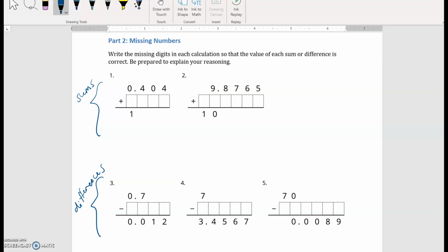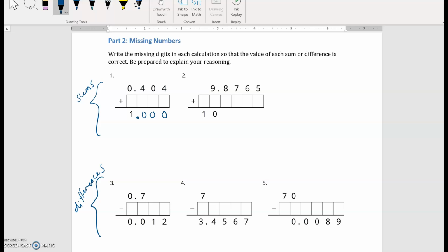So I'm asking myself, 404 thousandths plus some decimal gives me a value of 1. Right now, it's maybe difficult to see how to fill in the missing numbers in those boxes. But what I can do is make sure I put my zeros as placeholders to see how I can make this math problem true. Here's how you do this.